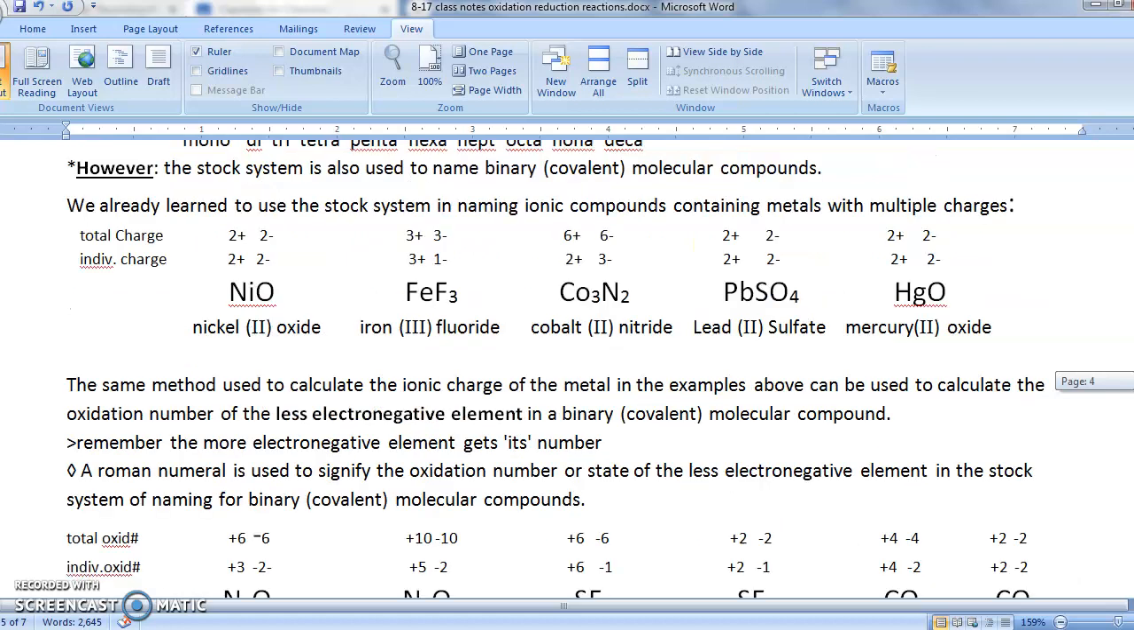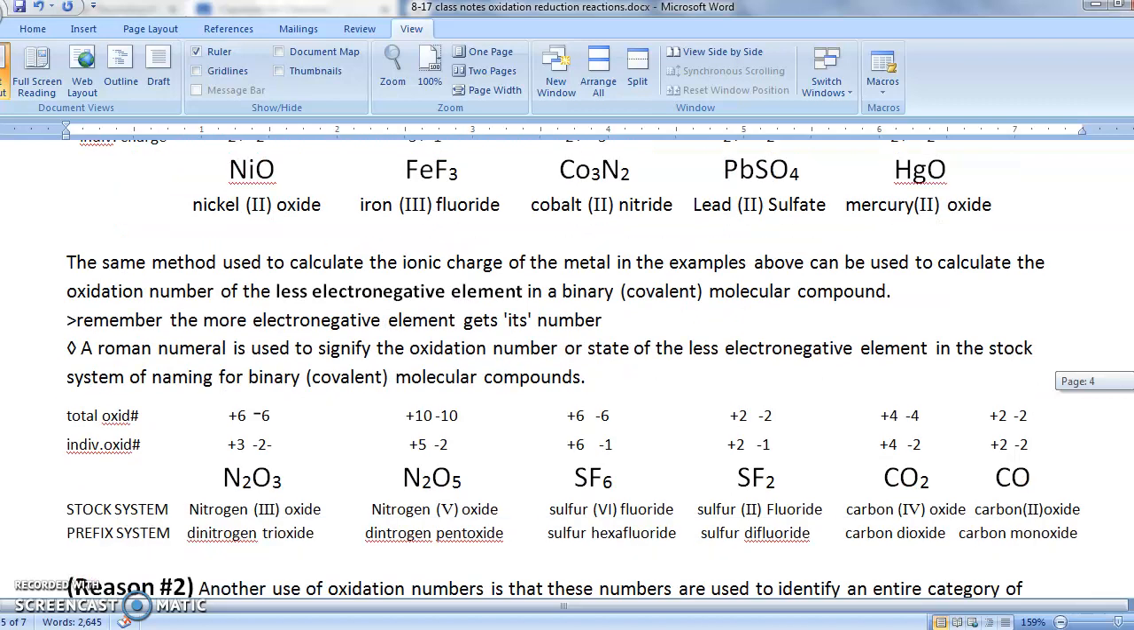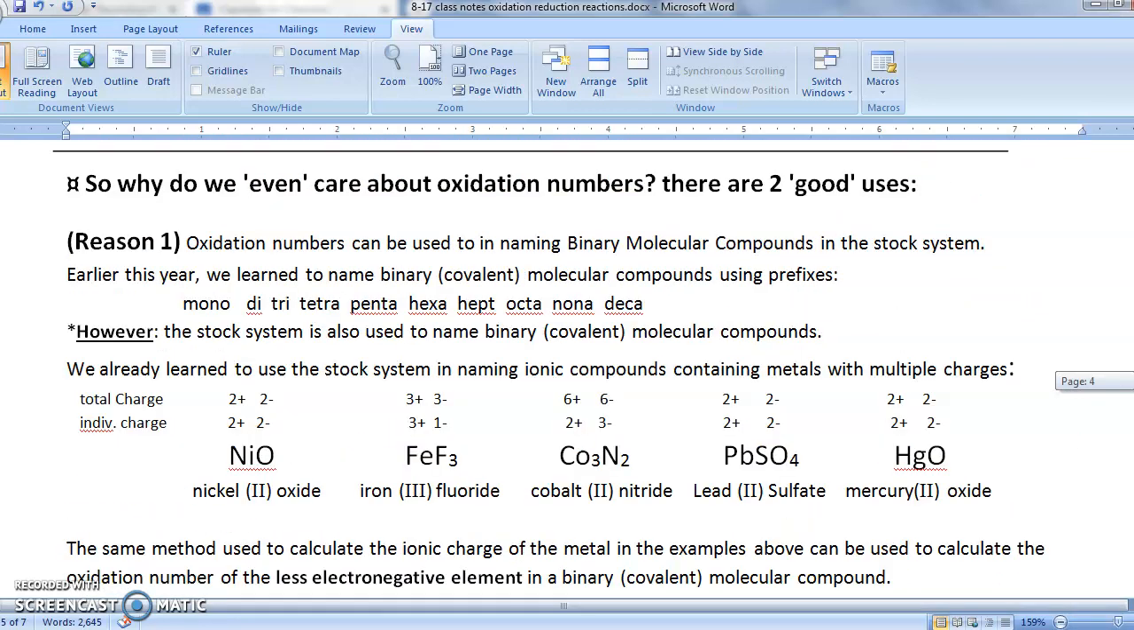When we left off in the last video, we were talking about why we even care about oxidation numbers. What's the whole point of knowing how to calculate or determine oxidation numbers for atoms, molecules, or ions? One way is that oxidation numbers are used to name binary covalent compounds, binary molecular compounds, using the Stock system.